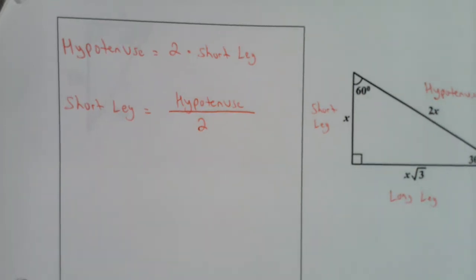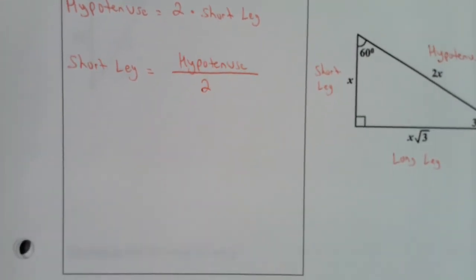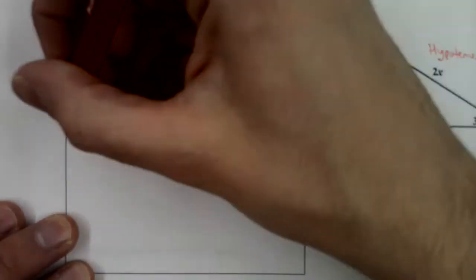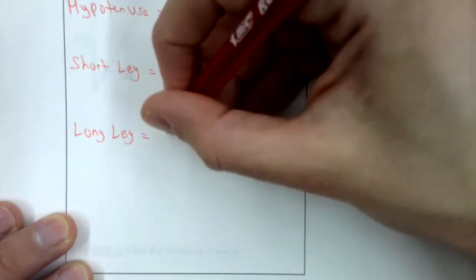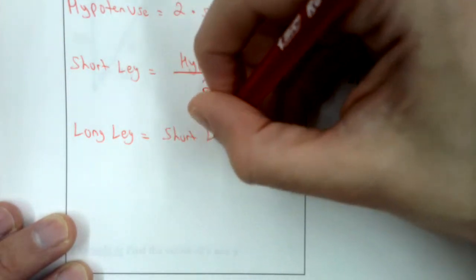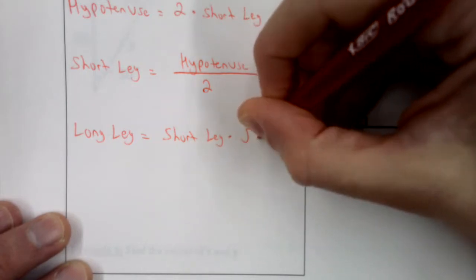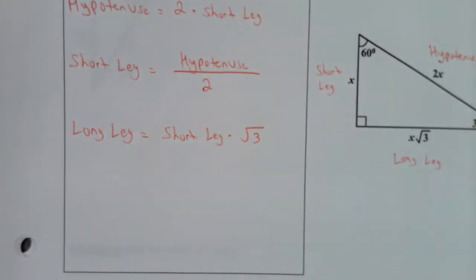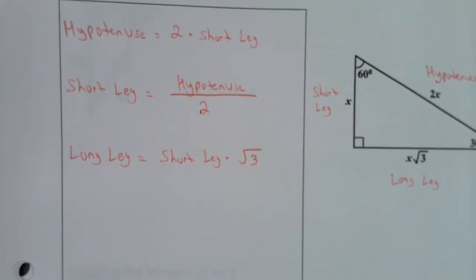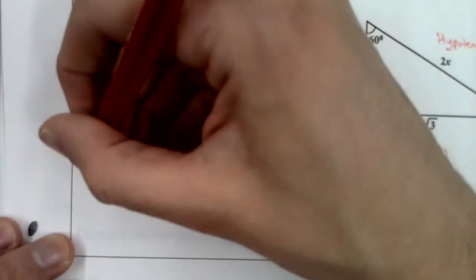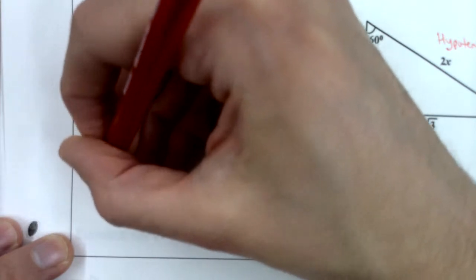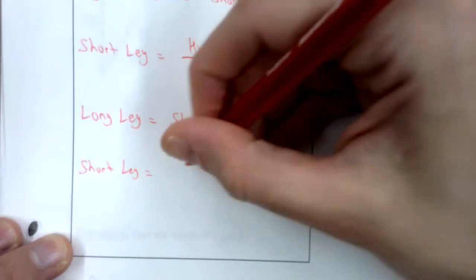Okay, my next one. The long leg equals the short leg times the square root of 3. Long leg equals the short leg times the square root of 3. And if we work backwards, we can say that the short leg equals the long leg divided by the square root of 3.